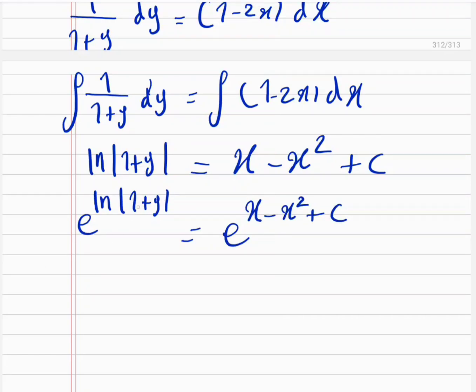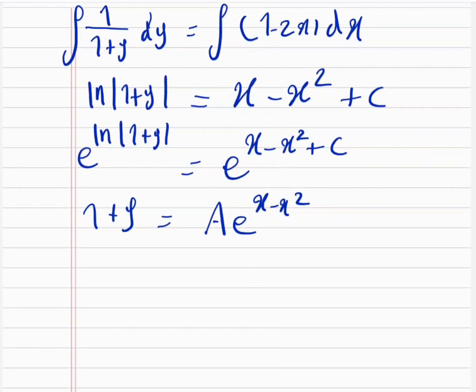So the left hand side gives us 1 + y, and the right hand side becomes, remember that this is the same as e^(x − x²) times e^c, and e^c is just another generic constant, right? So we can rewrite this as A e^(x − x²). Again, A is just the generic constant, because when you have e^c, that becomes another constant. And finally, we just subtract 1 from both sides, and we get y = A e^(x − x²) − 1, and that's it.